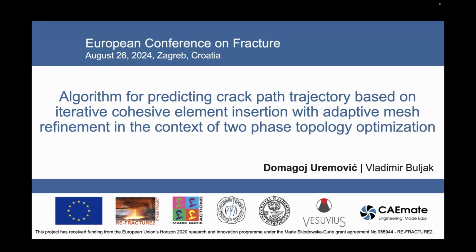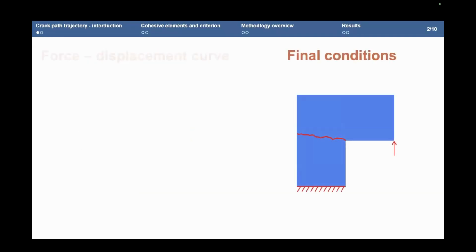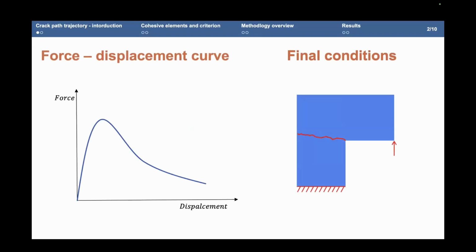I'll be speaking about the algorithm for predicting crack path trajectory. The idea is to use topology optimization to increase the total fracture response of a structure by redistributing the second phase material within the domain. As always, initial conditions are some geometry, boundary conditions, loads. The question is where the crack goes. If we know it, we get a force displacement curve, and this knowledge can be used to calculate sensitivities to use in topology optimization.